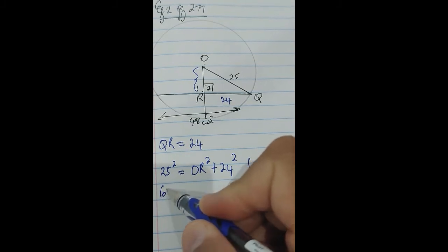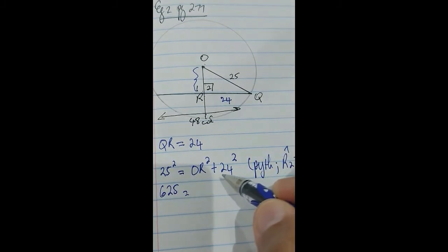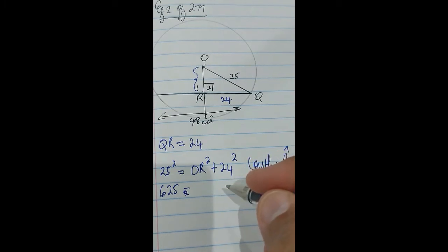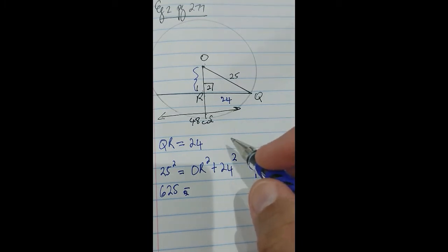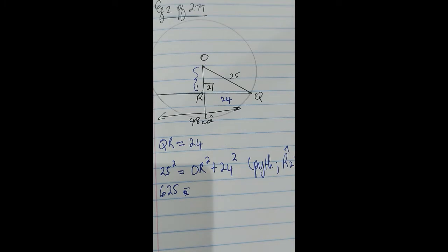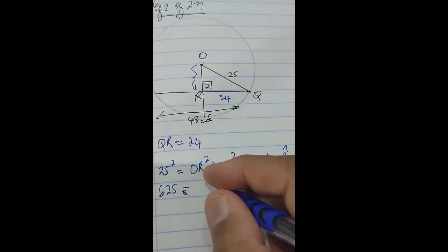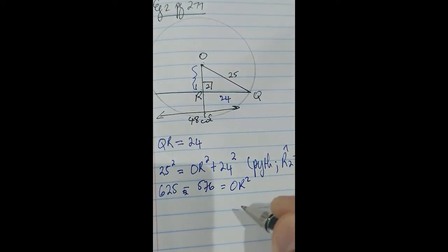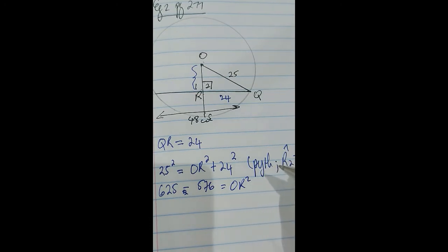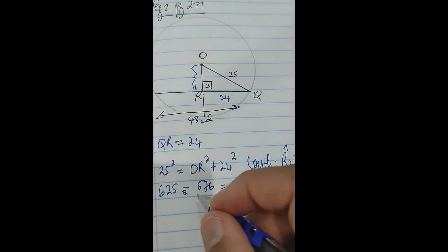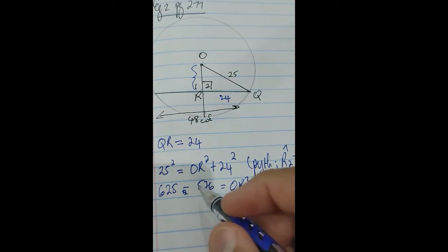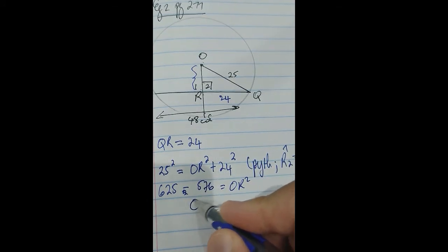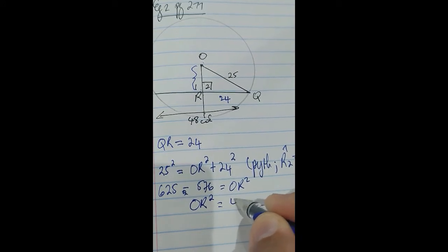So 25 squared is 625 minus 24 squared, which is 576. I think we'll just get the calculator quickly. 576 was correct. Equals OR squared. So 625 minus 576 is going to be 49. So OR squared is equal to 49. And the square root thereof is going to be 7.